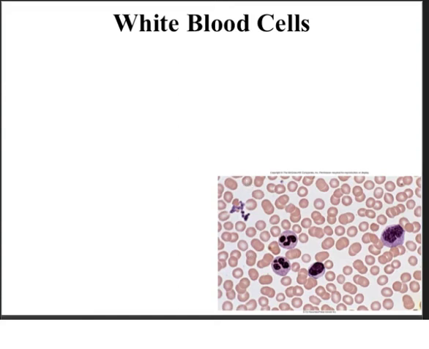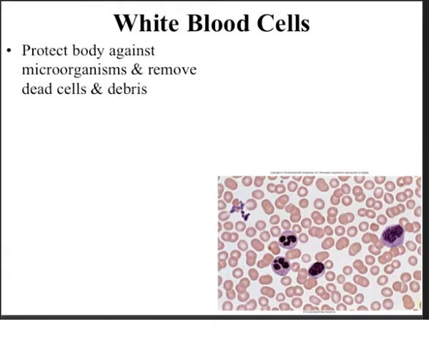Okay, we want to pick up with our discussion of the circulatory system and our discussion of blood with our next class of formed elements, and these would be the leukocytes or the white blood cells. And they're primarily tasked with defending the body against disease. They also remove dead cells and debris.